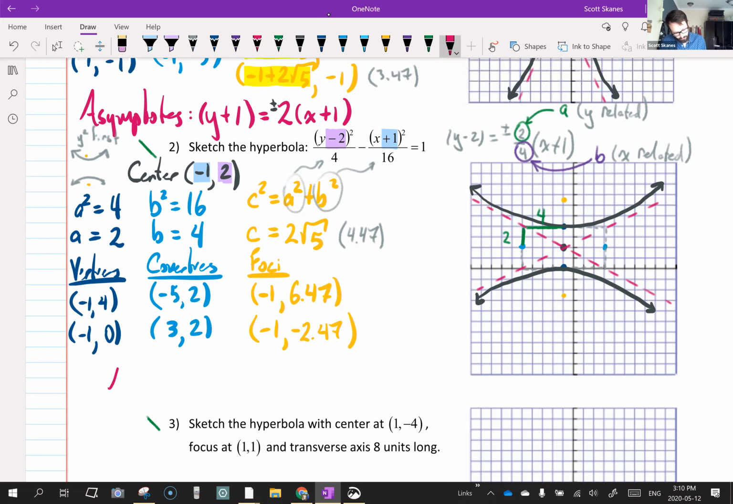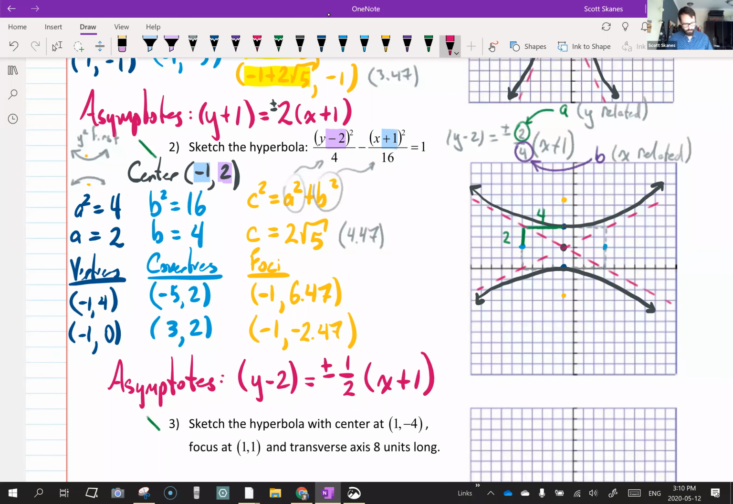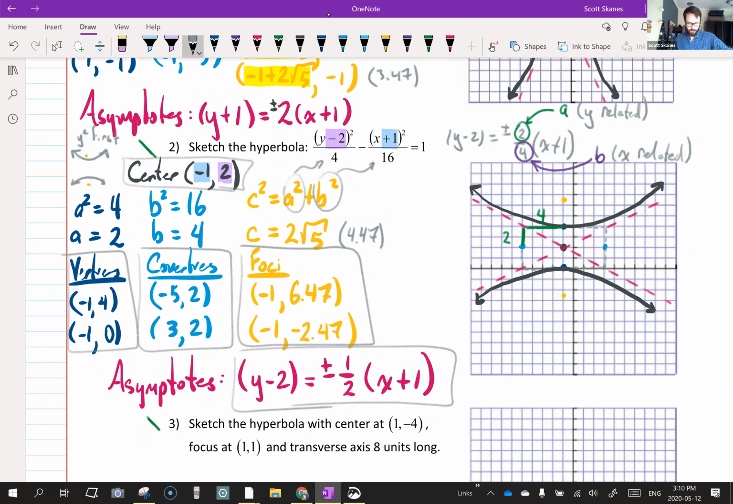So I'll write the final answer here. This is y minus 2 equals plus or minus 2 over 4, which is the same as plus or minus 1 over 2, times x plus 1. Okay, so these are our final answers. I haven't put them in boxes yet, but of course, these are the things that really matter.